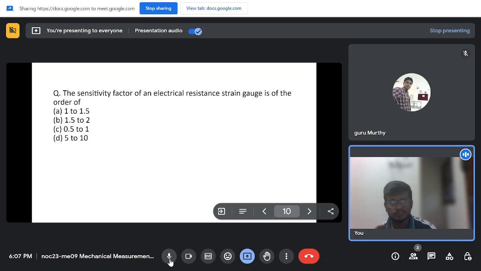So for this, the answer is option B, 1.5 to 2. If you go with the different semiconductor type, the sensitivity can be higher. For normal electrical type strain gauges, the sensitivity factor lies between 1.5 and 2.